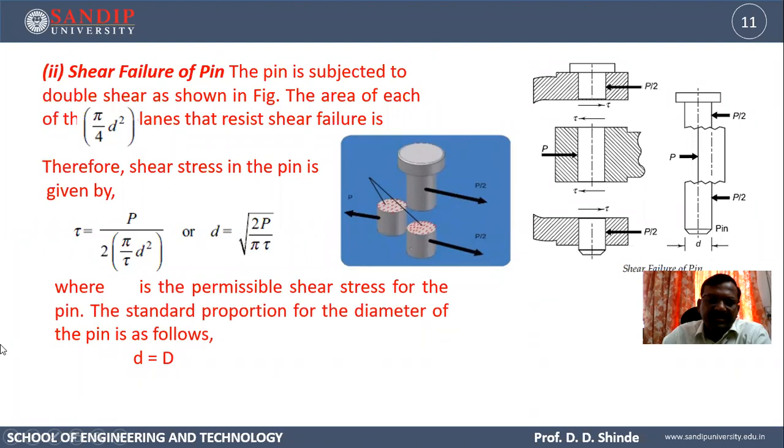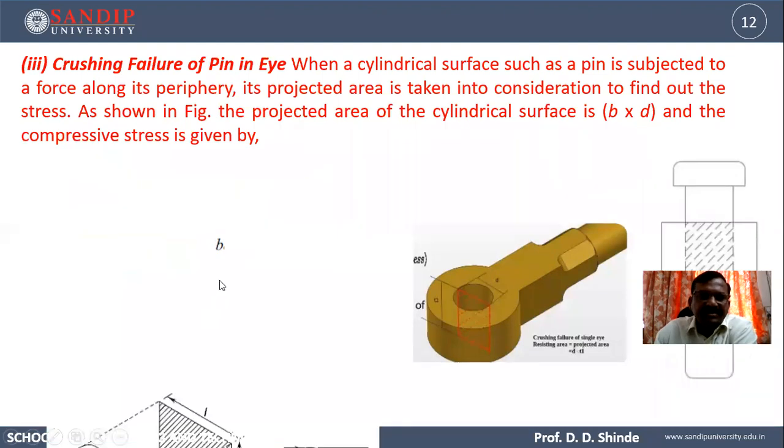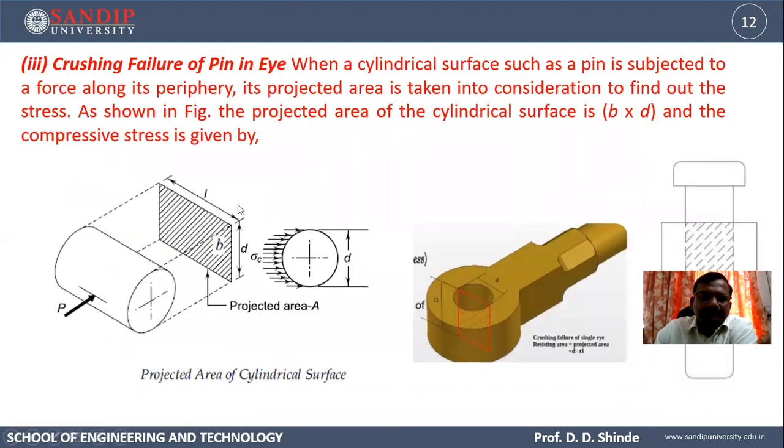So for the permissible shear stress for the pin, you have to consider the standard proportion of the diameter of the pin as follows: d equal to D. So you take d equal to D. The next one is the crushing failure of the pin.